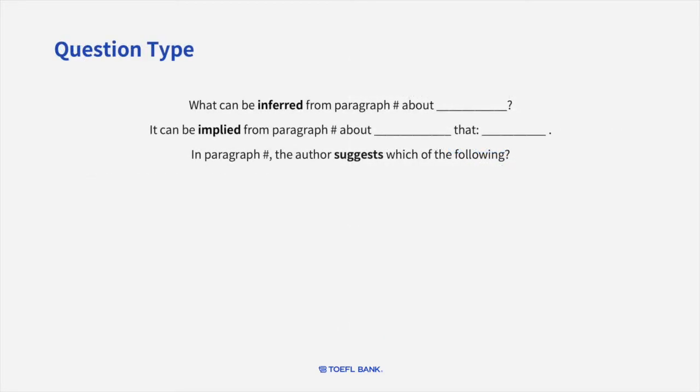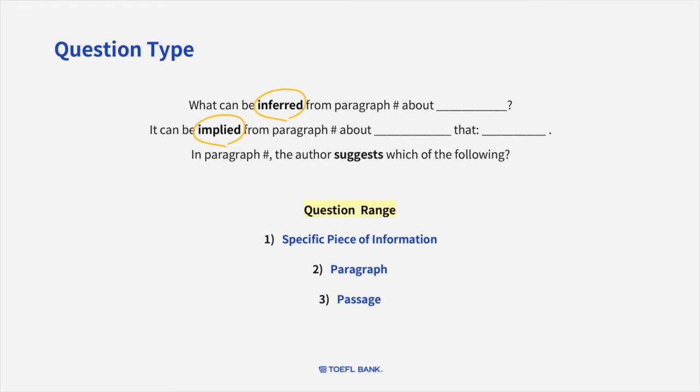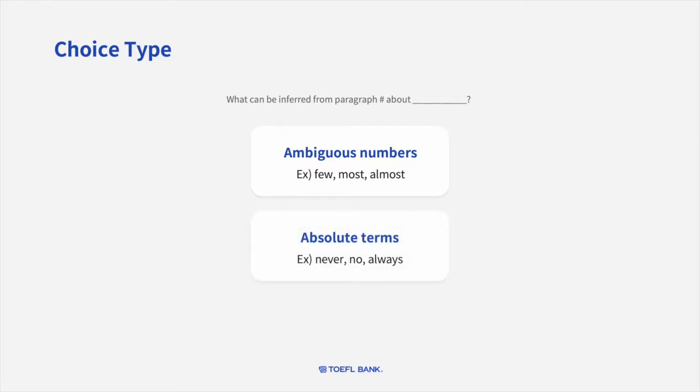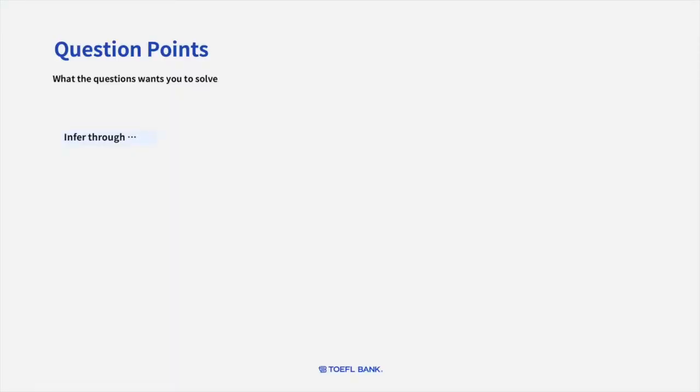Inference questions look like the following. The range of what the question asks about may vary from a specific piece of information to the entire paragraph, or even in some cases the entire passage. And the most common type of inference questions is the one that asks what can be inferred from the passage about something. Answer choices in most cases include ambiguous numbers such as few, most, and almost, or include absolute terms such as never, no, or always. To select the correct answer, you have to know what the question wants you to solve. In other words, you have to know the point of the question.